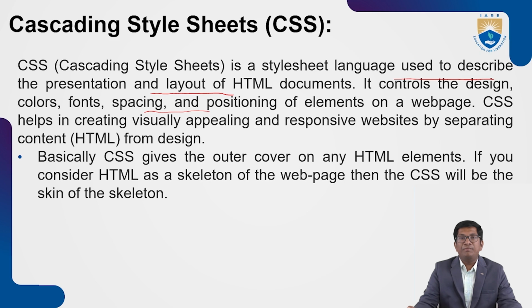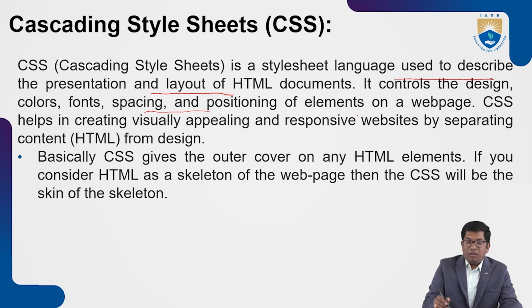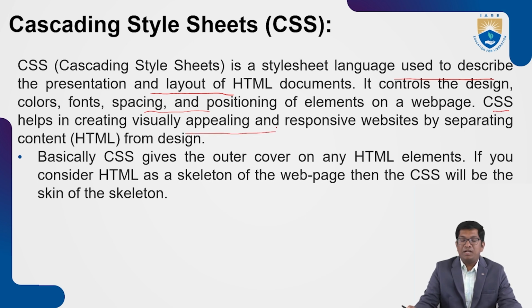By using HTML, we control the structure of the web page. Whatever text you give is displayed in the web page using HTML, hypertext markup language. By using CSS, we can style the web pages. CSS helps in creating visually appealing and responsive websites by separating content from design. So by using CSS, we can separate the design from the actual content by using external style sheets.